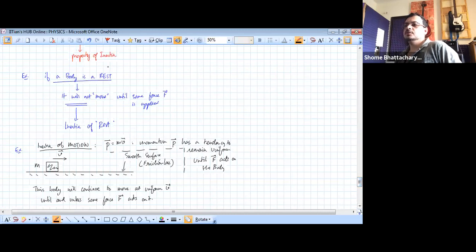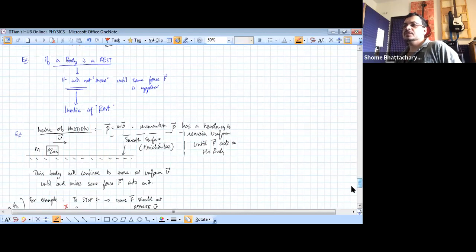Okay, so this property of inertia, let us explore it through these three or four examples. So one is a body which is at rest. It has the type of inertia which is called inertia of rest. That is, it will just simply want to continue in its state of rest until and unless some external force acts on it. If you don't apply any external force, it will just remain in a state of rest. So that is called inertia of rest.